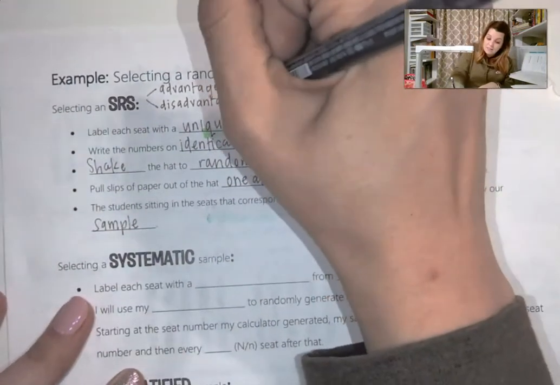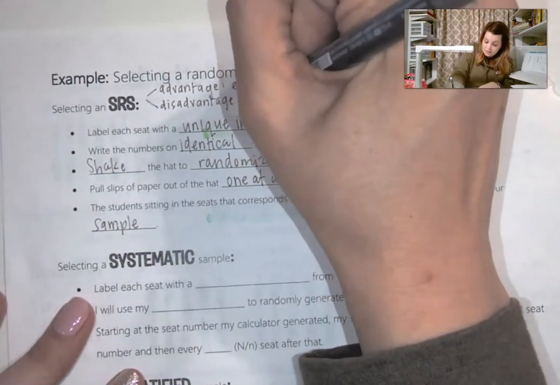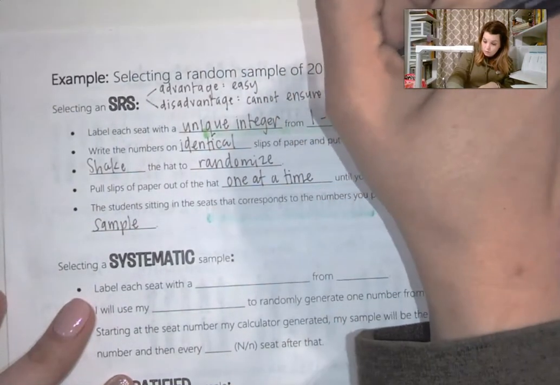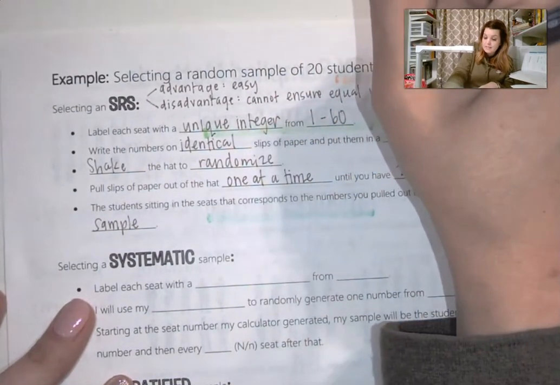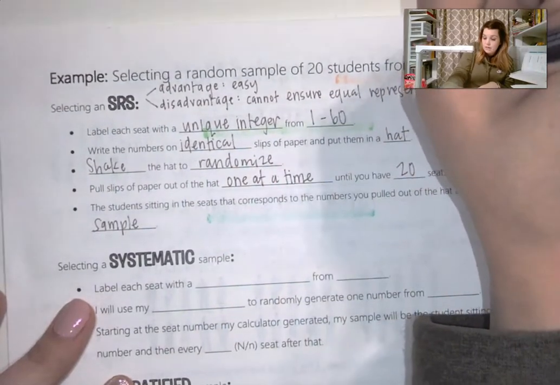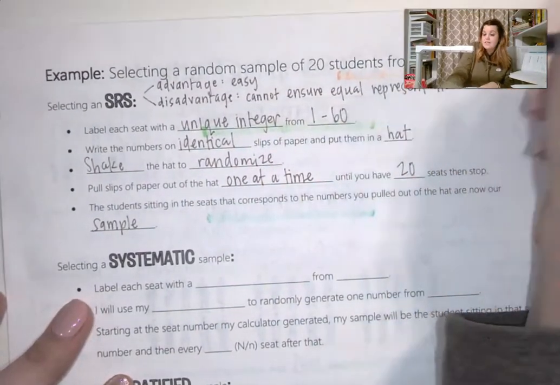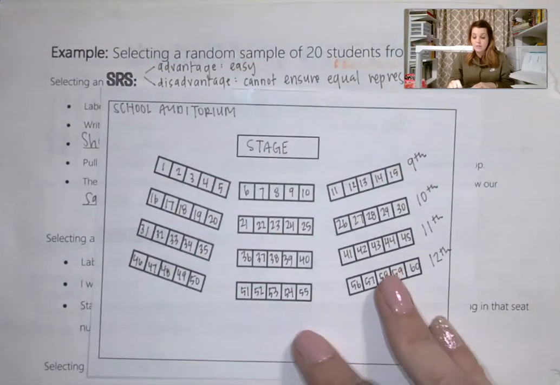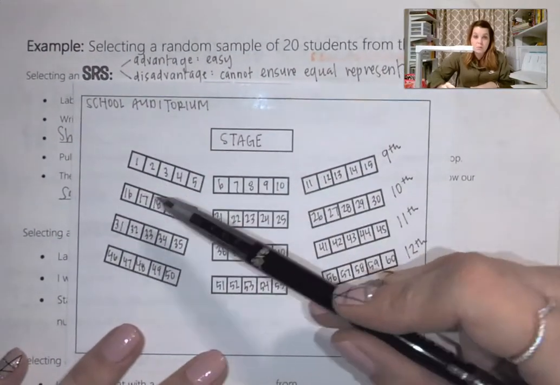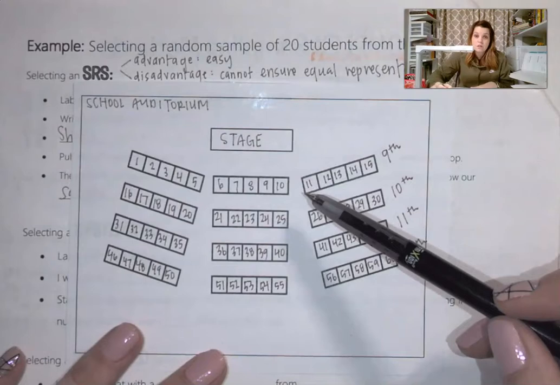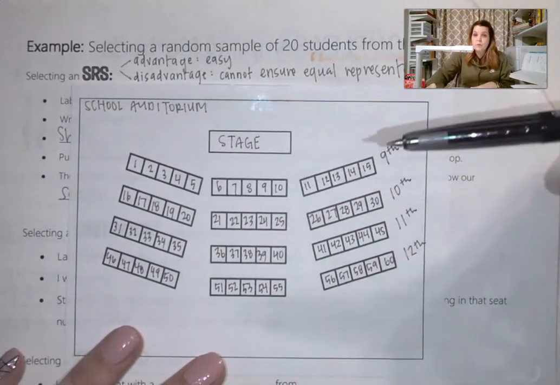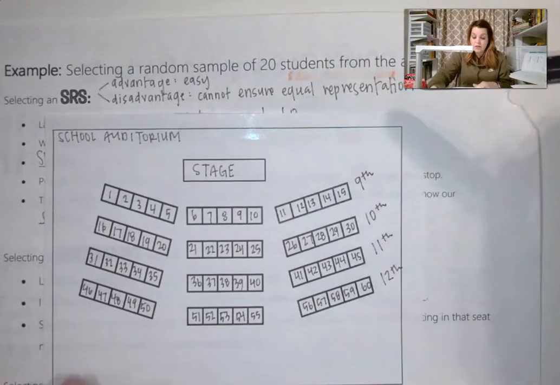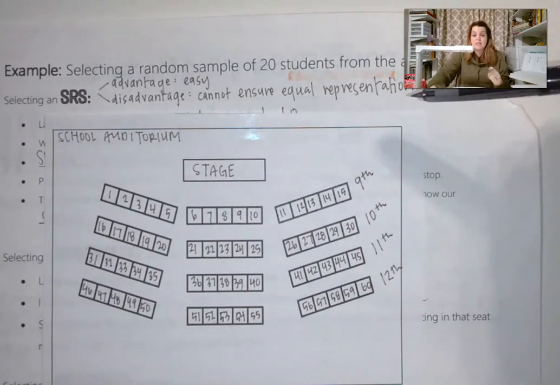The disadvantage is that you cannot ensure equal representation. And especially in this case, that matters. So by equal representation, I mean equal representation amongst the grade levels. I could end up with the majority of one grade. So cannot ensure equal representation.